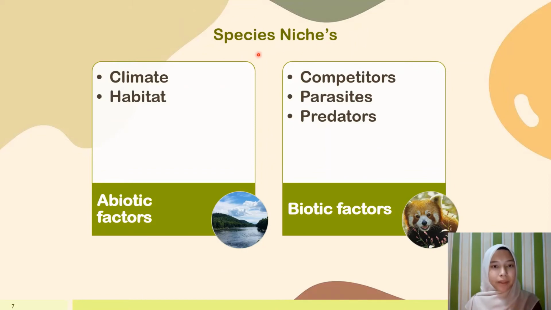A species' niche can be determined by two factors. First is abiotic factors, which are climate and habitat. Next, biotic factors, such as competitors, parasites, and predators.